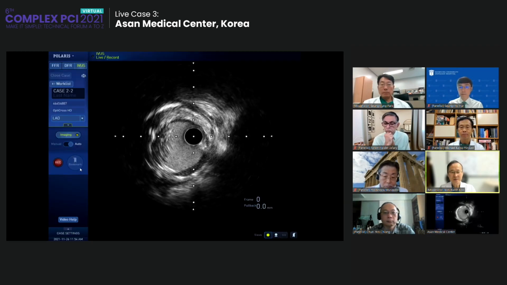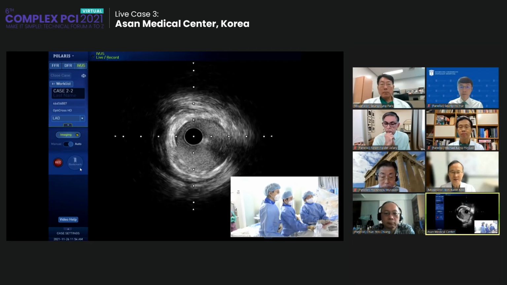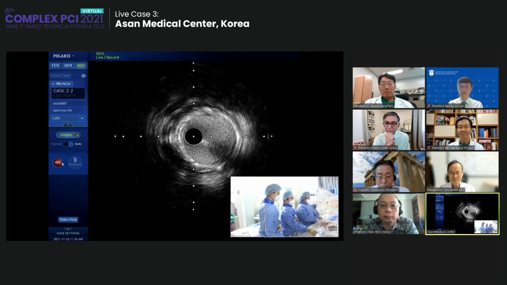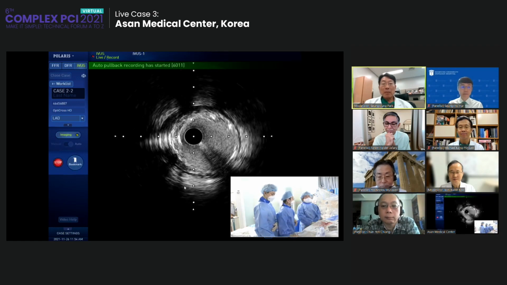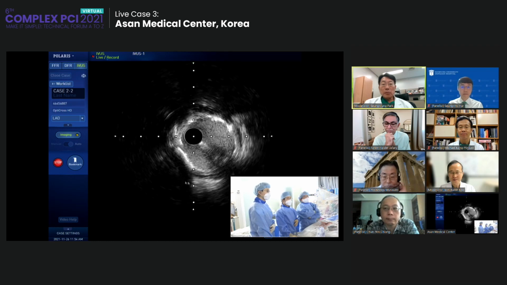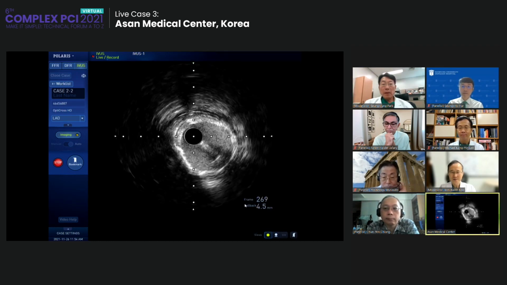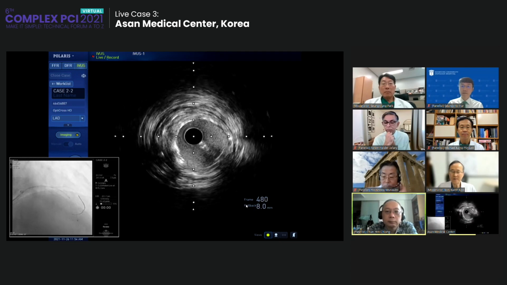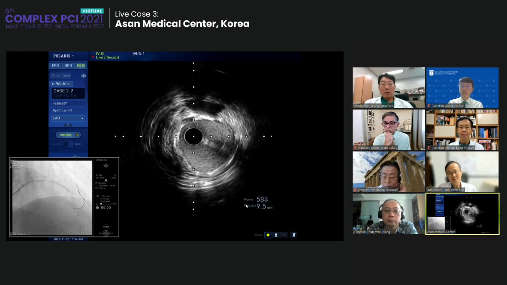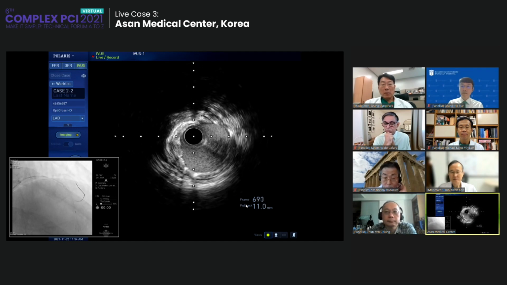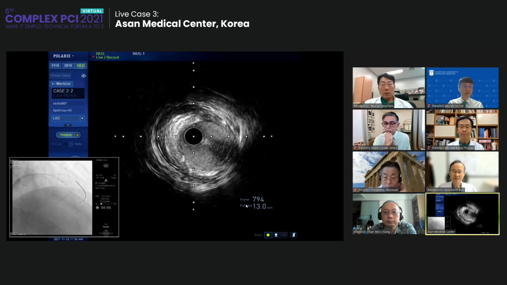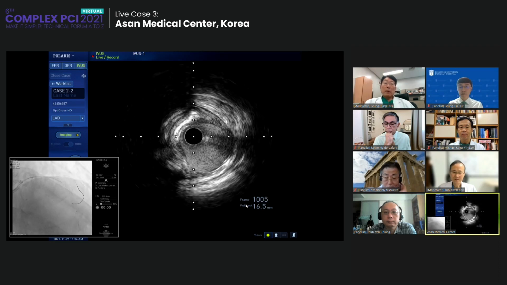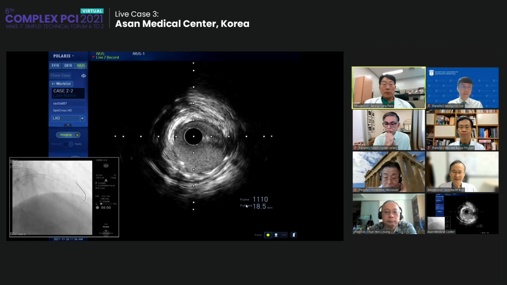Dr. Lan, is the guiding catheter 7 French? 8 French guiding catheter. Okay. You like the bigger one, right? Here is the stent. The stent diameter is good enough, 3.0. The stent is very fine. Expansion is very nice. Stent inside is good. Perfect.